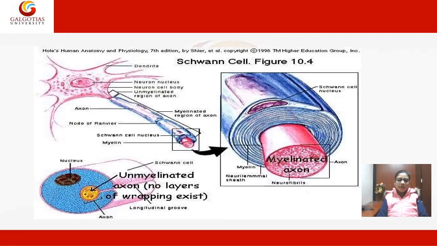So here you can see the diagram of a Schwann cell. Here you can see the cursor. This is a Schwann cell. This is a Schwann cell. This is a Schwann cell, and here you can see the covering. So this is the Schwann cell, and this is the covering which is done by the Schwann cell. We can see it is the myelination by a Schwann cell.